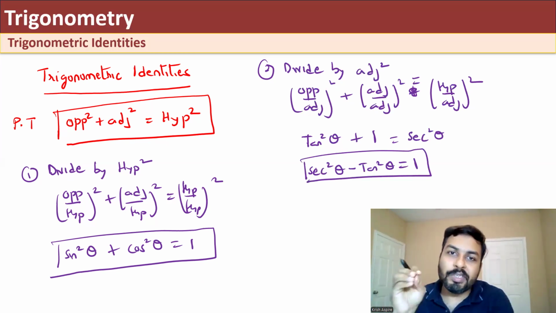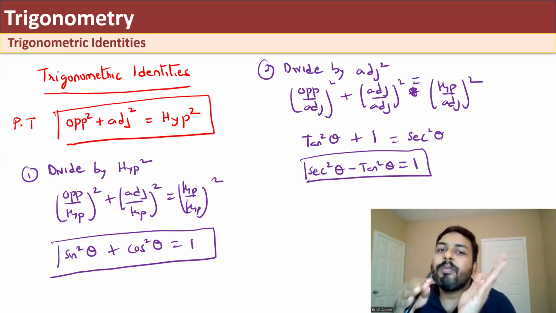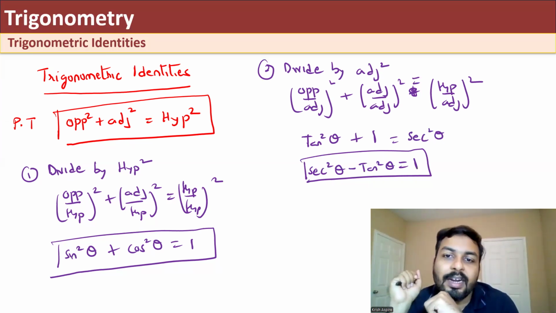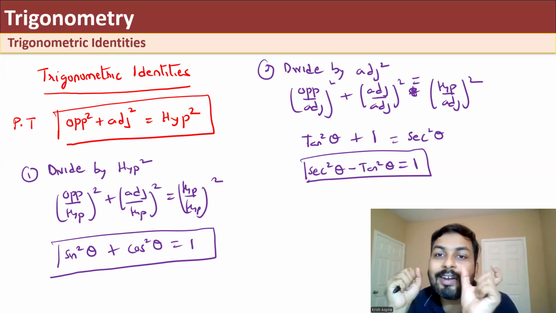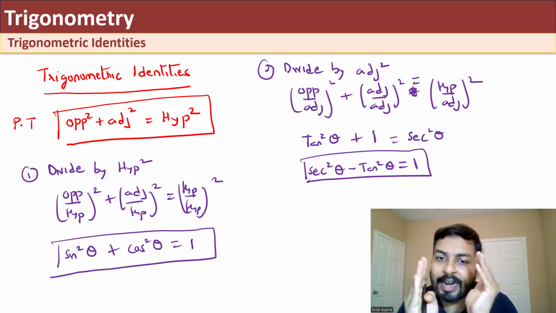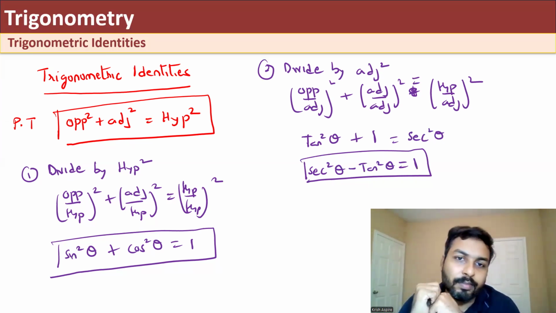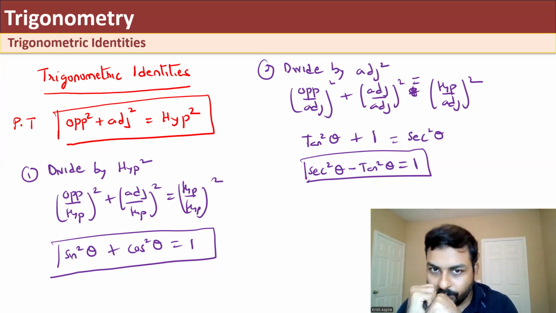In the simple equations chapter, we say that you keep all variables on one side and you keep constants on the other side. So here, what are the variables? The trigonometric ratios are the variables. So what am I doing? I'm keeping all the trigonometric ratios on one side and the constant on the other side. That's my second trigonometric identity.